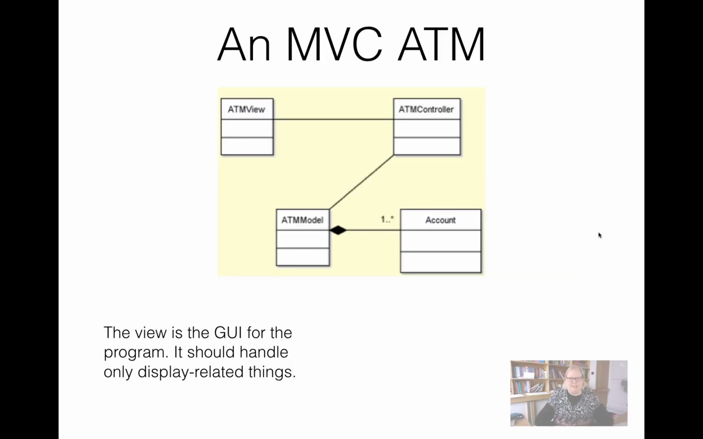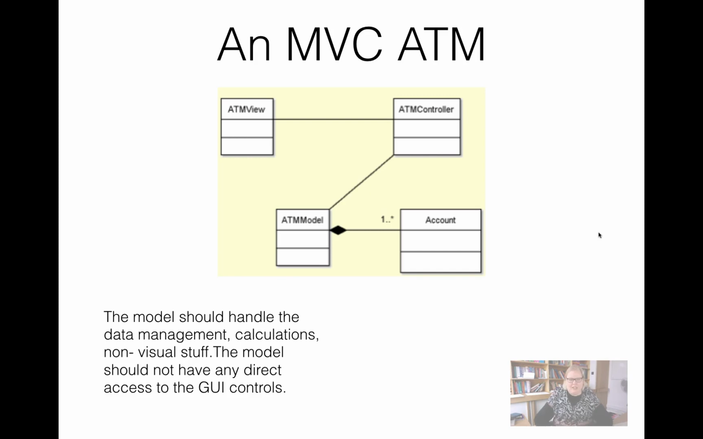So if we go back to our class diagram for the ATM, the view is the GUI for the program. It should handle only display-related things. Then we've got the model, which should handle all the data management, the calculations, anything that's non-visual, anything that's going on behind the scenes. The model should not have any direct access to the GUI controls.